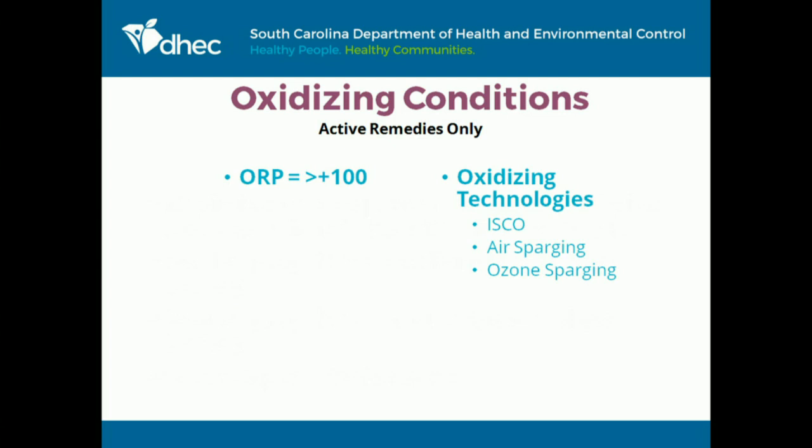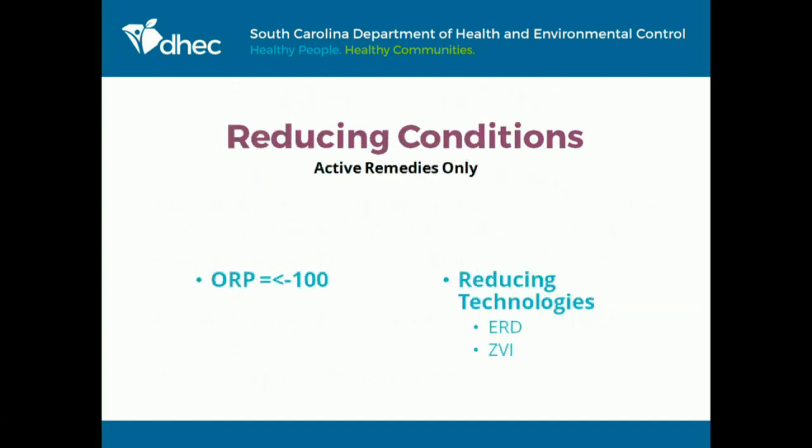And you'll find this in writing, I promise. Reducing conditions for active remedies. If your ORP is less than negative 100, then the decision tree is going to steer you towards a reducing remedy, which will include things like reductive dechlorination and zero-valent iron. Those are the 2 most common.